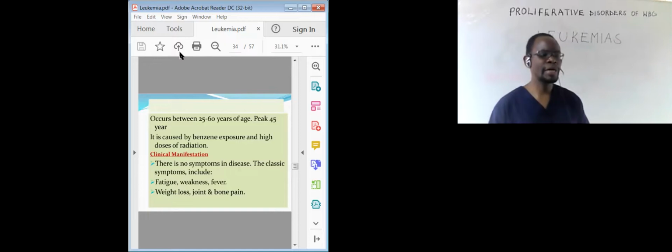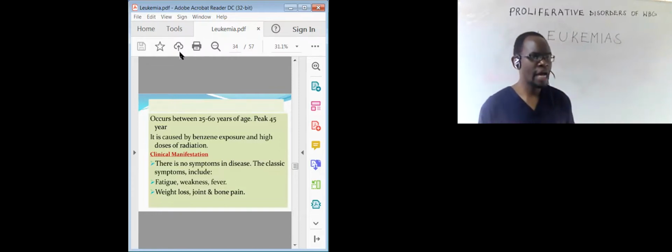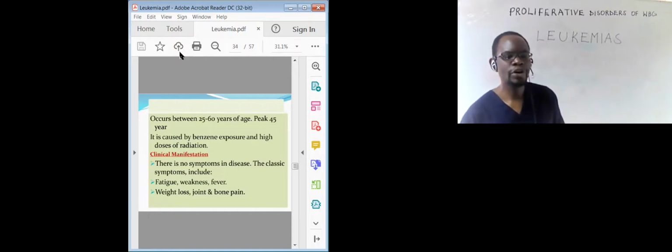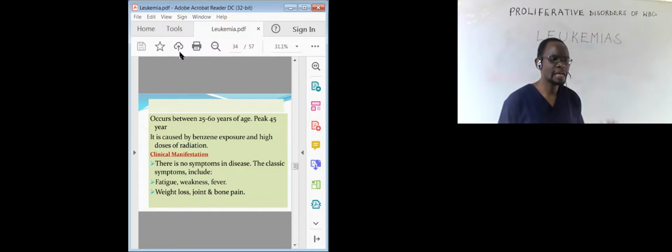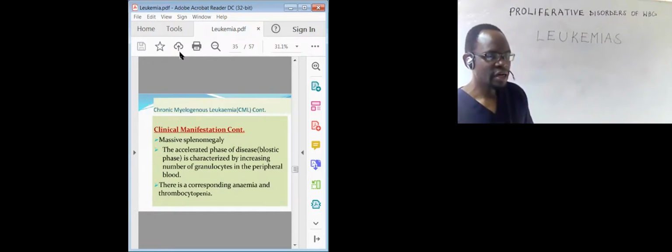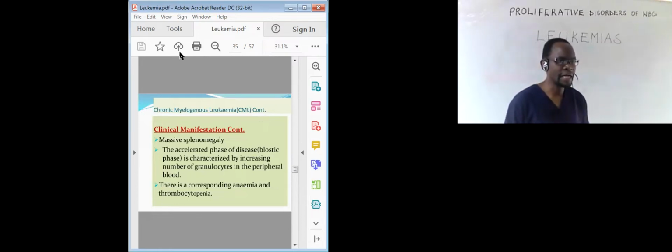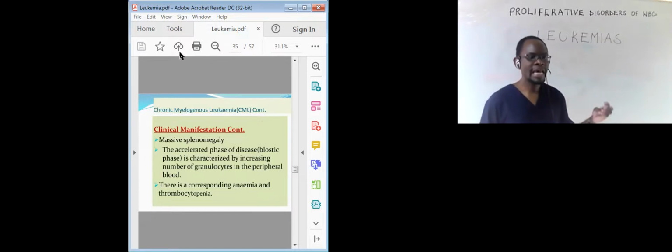It occurs between 25 and 60 years of age, with a peak incidence of about 45 years. Benzene exposure and high doses of radiation have been associated with this. Usually there are no signs and symptoms. However, the minor ones can be fatigue, weakness, among others. And we can also have massive splenomegaly. We can have an accelerated phase of the disease, what we call the blastic phase.